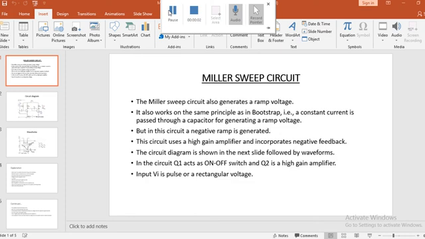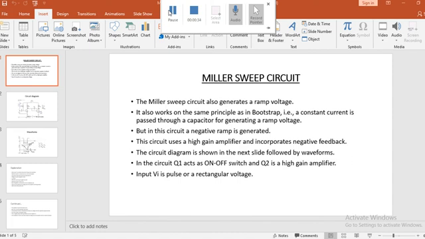Now, in this small video, I tried to prepare a topic on the Miller sweep circuit. In the last class, we discussed the bootstrap sweep circuit using Zoom. Now, I have tried this PPT video. In this, we are going to discuss the Miller sweep circuit. As you can see on the screen, first we should have some introduction: what is a Miller sweep circuit and how is it different from a bootstrap sweep circuit.